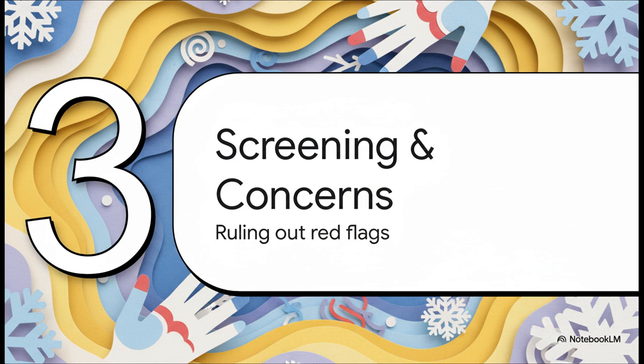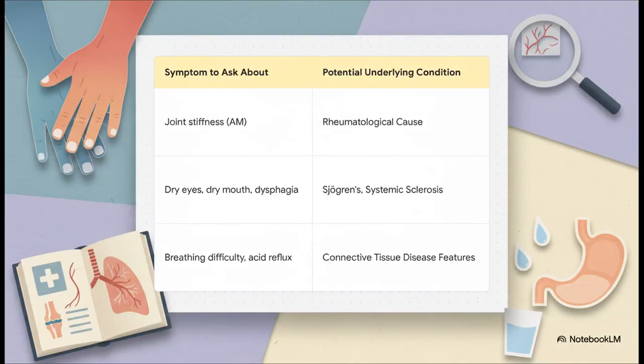We're going to dig a bit deeper into ruling out those red flags, but just as important, we're going to talk about the patient's perspective. Getting that holistic view is so important. This table is basically your cheat sheet for screening for secondary causes. See how it links the symptoms to the conditions?